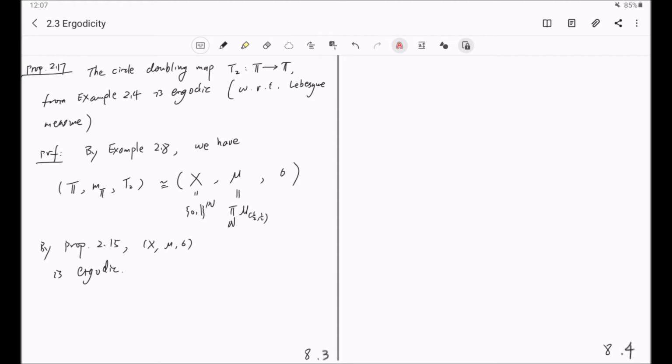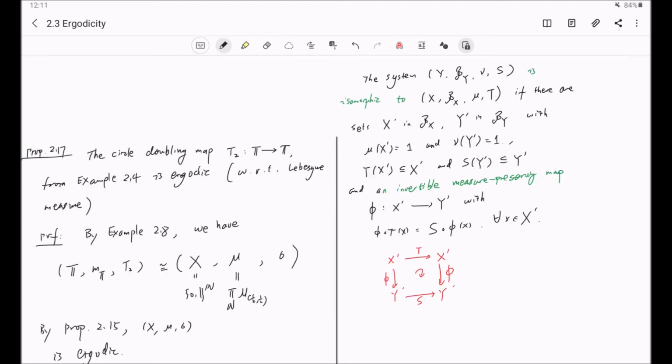because they are isomorphic and because the latter one is ergodic. So you can guess that the first one has to be ergodic as well. And to be more rigorous, let's still try to prove this: if you have two measure preserving systems that are isomorphic and one of them is ergodic, then the other one is also ergodic. First, let's recall the definition of isomorphism here. The key part is that you have the commutative diagram here, and this vertical map is invertible.